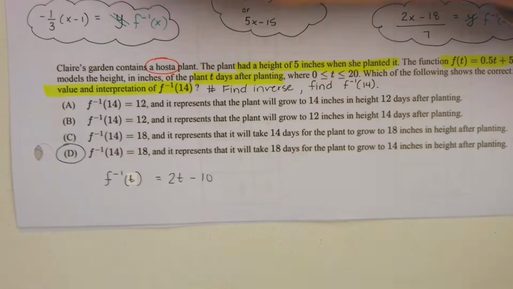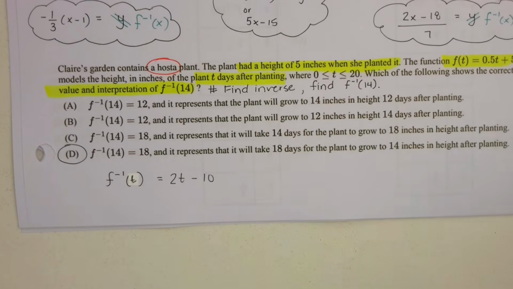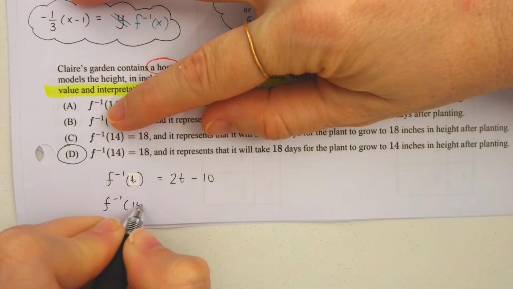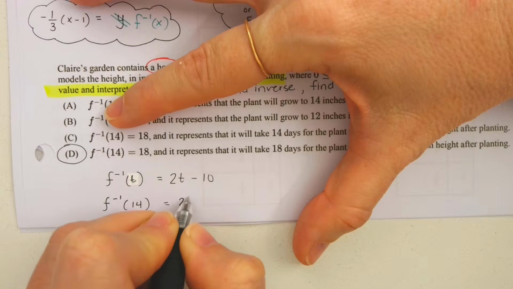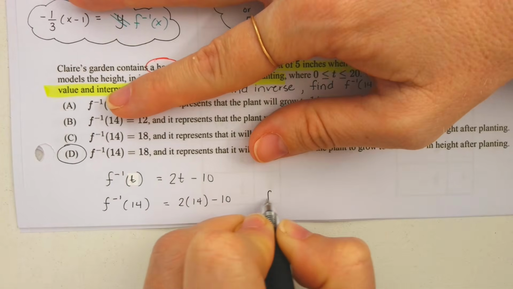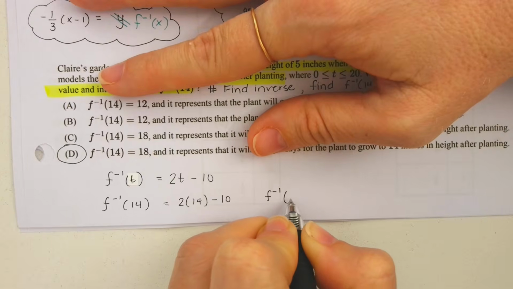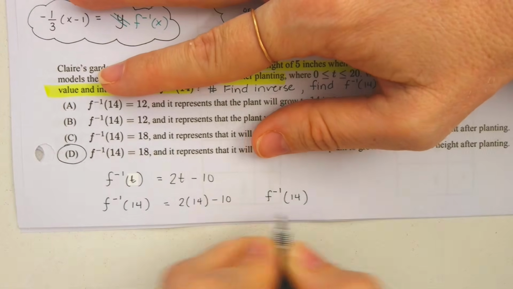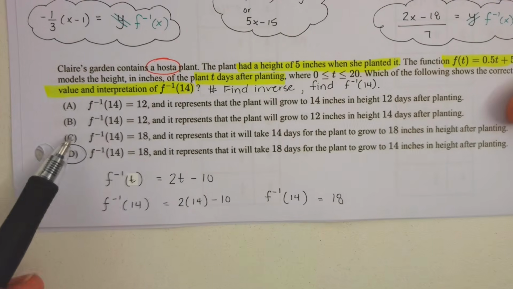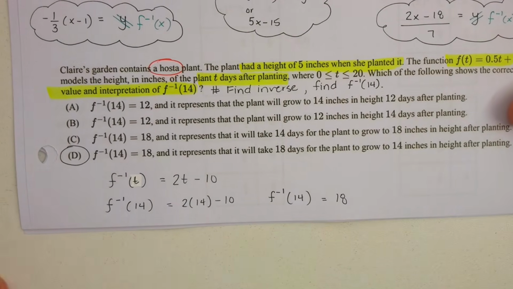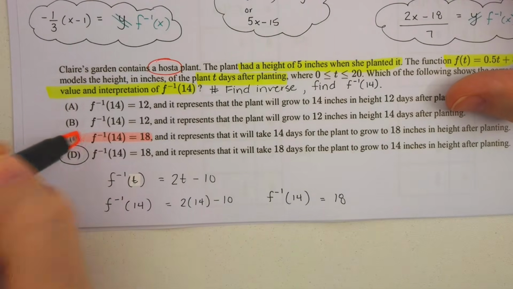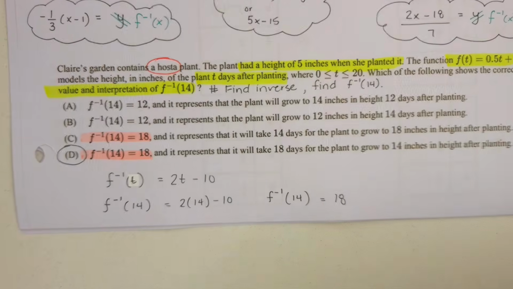Okay. And then, did you plug in 14? Yes. Okay, then we plugged in 14. Would be 2 times 14 minus 10. So f inverse of 14 is, what would that be? 28 minus 10, which was 18. So you definitely should have at least narrowed it down to either C or D, because C or D are the only two that say that it was equal to 18. So definitely not A, not B.